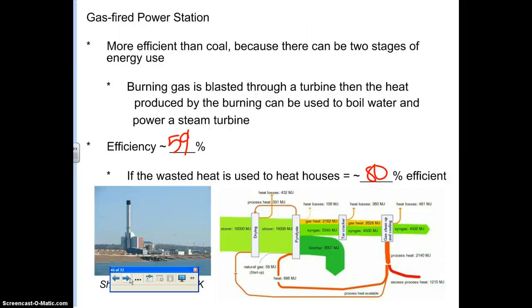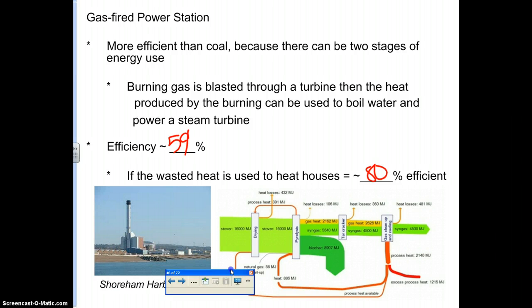Here's a great Sankey diagram for you to take a second and just look at, guys. I would totally make sure that I understand these Sankey diagrams. Please make sure you look at them. Here's an example of a gas-fired power station in the UK.